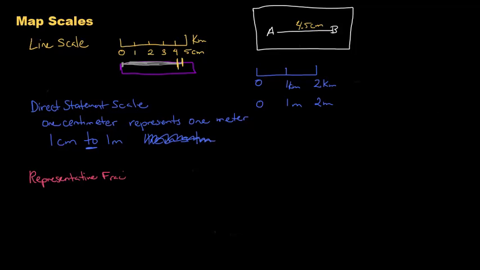And finally, change colors again, we have our representative fraction scale. So representative fraction, it's also called an RF. You can shorten it as an RF scale or a ratio scale. It uses a relationship between the numbers. So we have 1 on one side. That 1 represents a unit of measurement on the map.